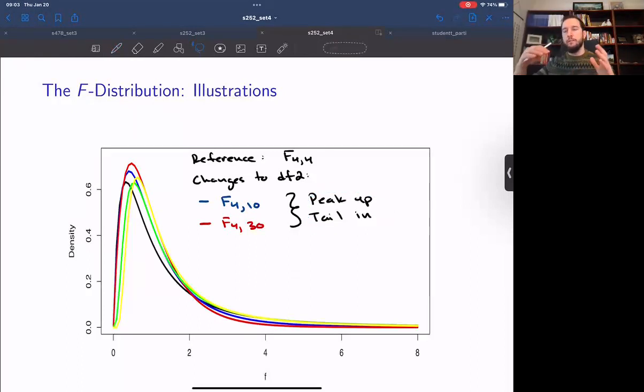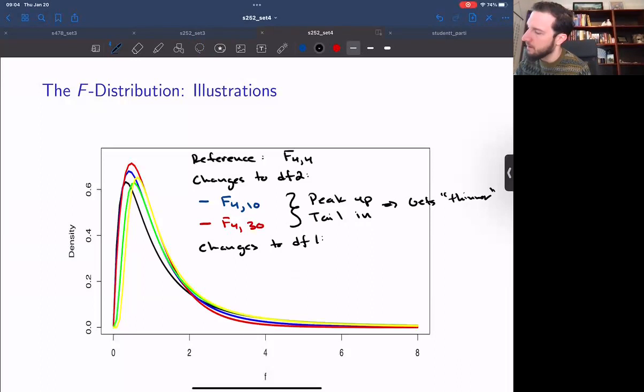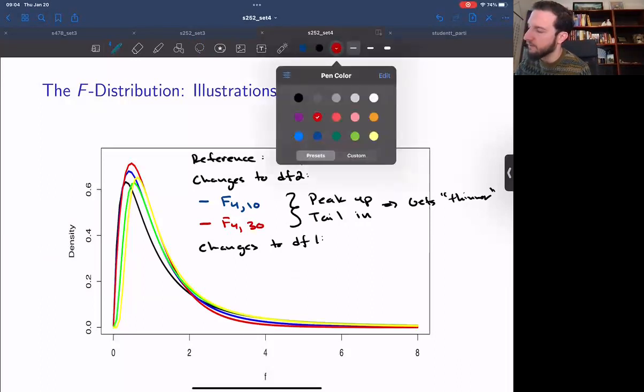So the second degree of freedom is basically causing the curve to go like this, right? The tail comes in and the peak comes up. So it's getting thinner, essentially. Changes to DF1. All right, so now we'll look at the effect of the first degree of freedom.